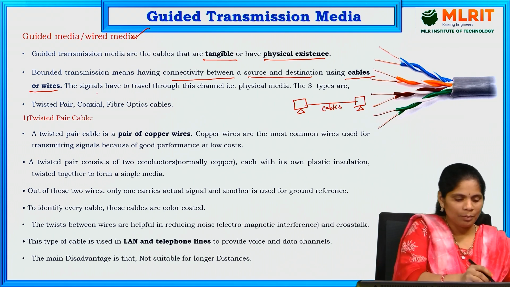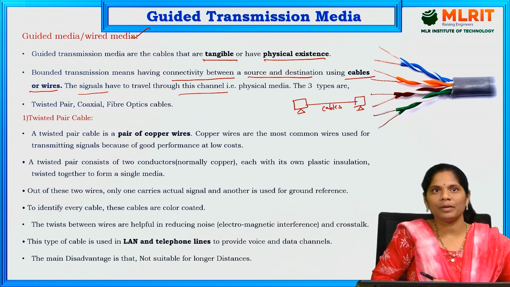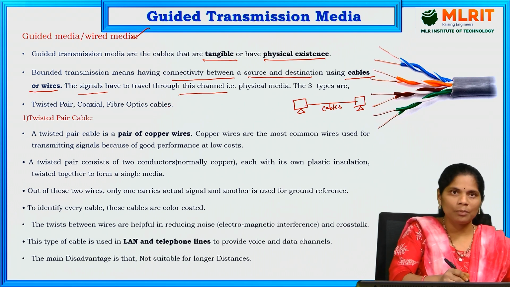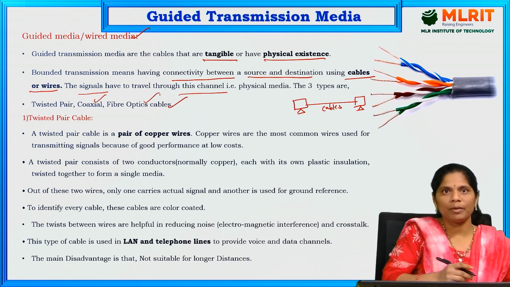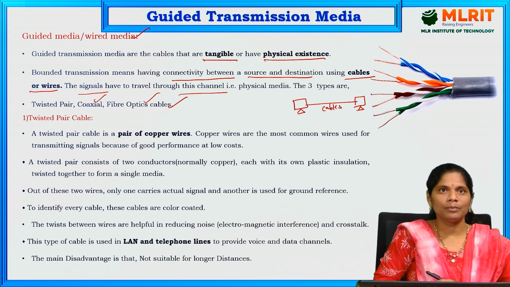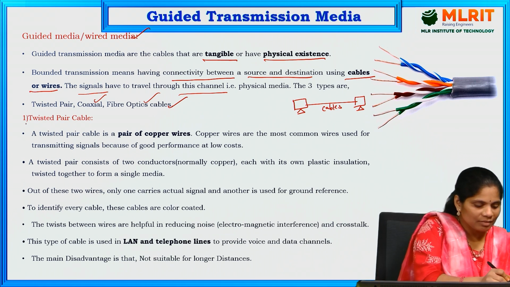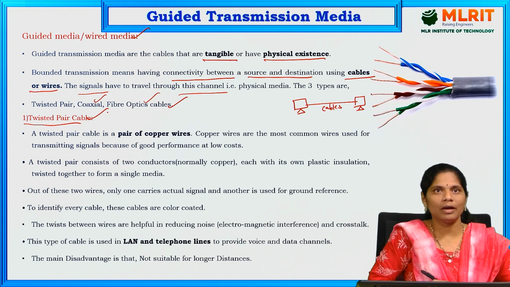These cables transfer the signals through the channel, that is the physical media. These are the three types of cables: twisted pair cable, coaxial cable and optical fiber cable. These are the three cables we are going to use in guided media. And next we will discuss what is twisted pair cable. That is the first one in guided media.